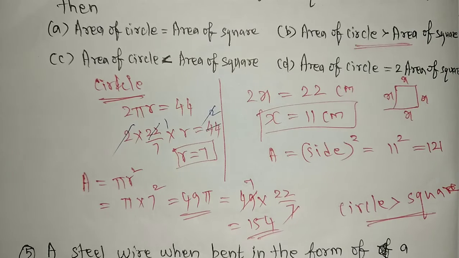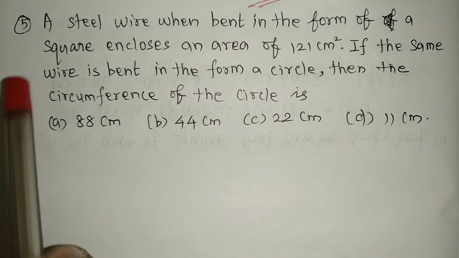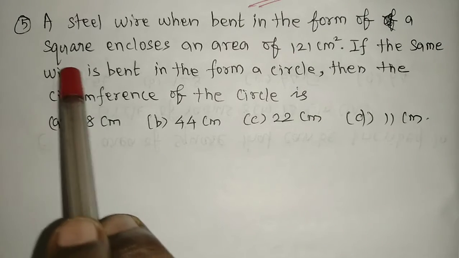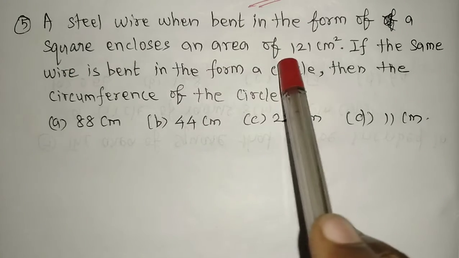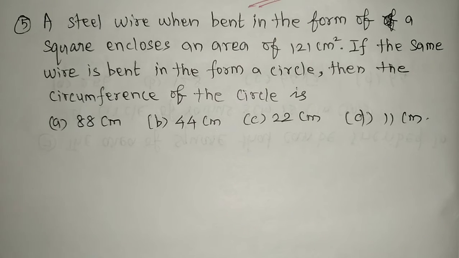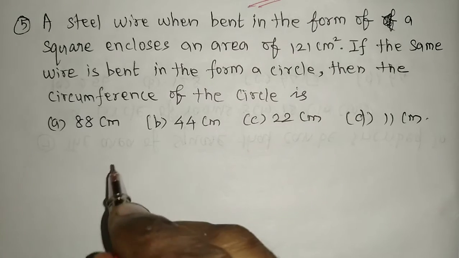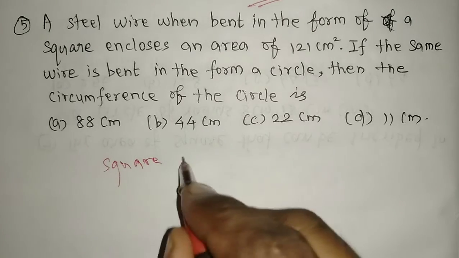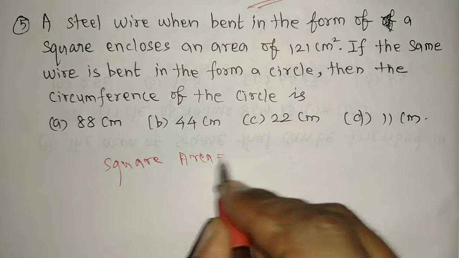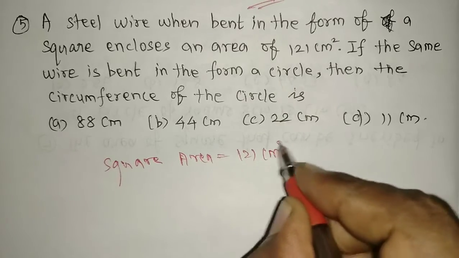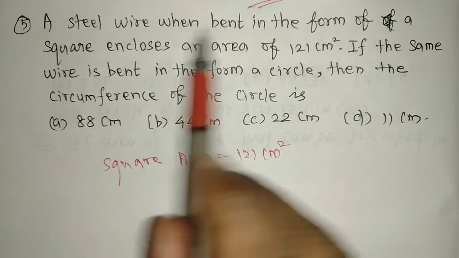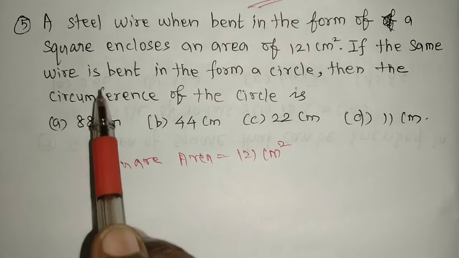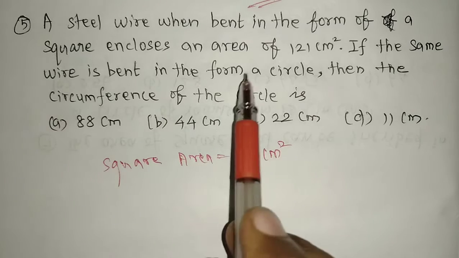That is very, very important. Question number 5. A steel wire when bent in the form of a square enclosed an area of 121 centimeter square. So we have one steel wire. The square area they have given, 121 centimeter square. If you bend the wire, we are getting a square shape. The area is given. If the same wire is bent in the form of a circle.